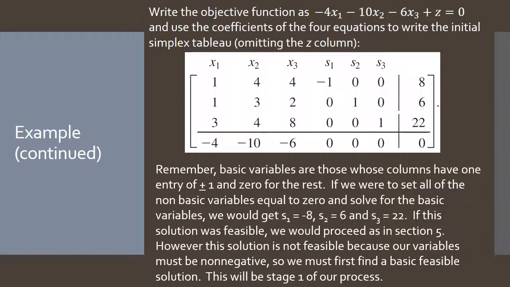If we did, then we would do what we've been doing, just like we've done in sections 5 and 4. However, this is not a basic feasible solution. So we actually need to do 2 stages to our problem-solving process. And the first stage is going to be to make sure we have a basic feasible solution.